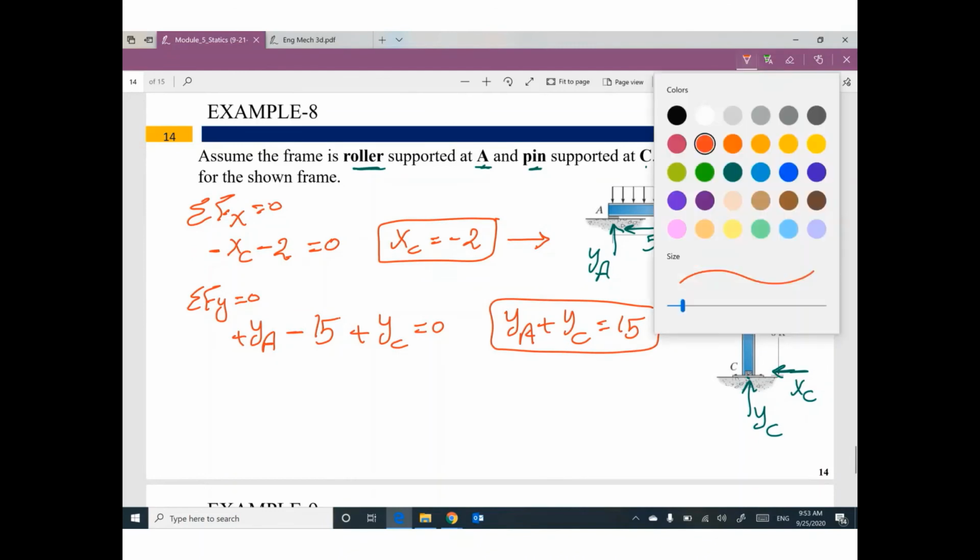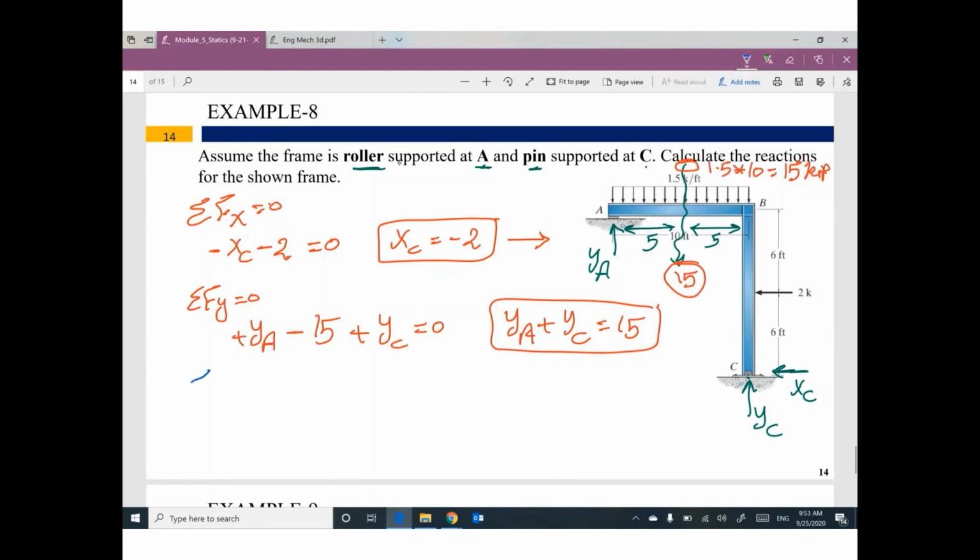The last one will be taking a moment at any point equal 0. So I'm going to take moment at C. Do you remember my recommendation? Taking a moment at one of the two supports. To be more specific, I'm going to take moment at the support with more reactions. So I'm going to take moment at C. If you take moment at C, I'm going to assume this counterclockwise is positive. Okay, go ahead. I'm sitting at C.